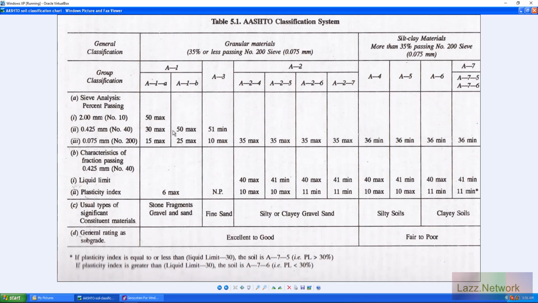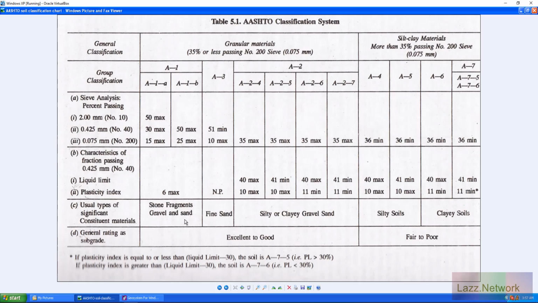I can tell you, it's heavily based more on the sieve analysis than on our Atterberg limits, which is what this section is here. Because as we can see, if we're in the A1 group, the only other requirement is that your plastic index can't be any greater than 6. For this group, if we look down to our usual types of significant constituent material, it's stone fragments, gravel, and sand. So we're talking rocks. It really isn't going to have much sand.